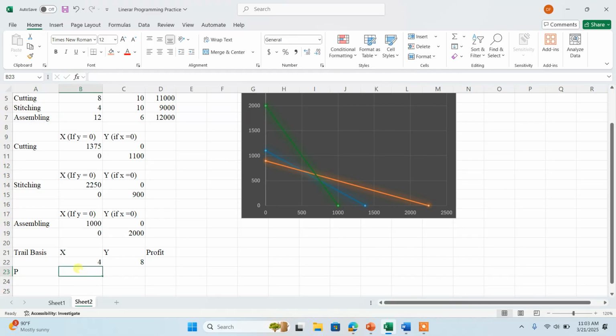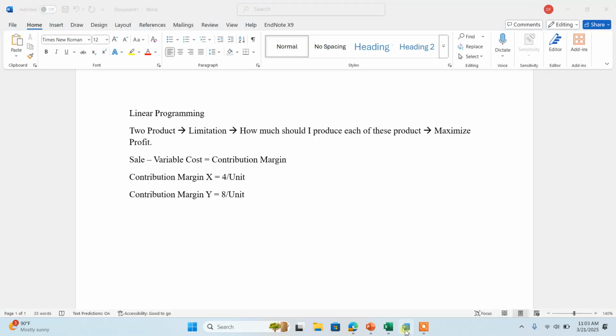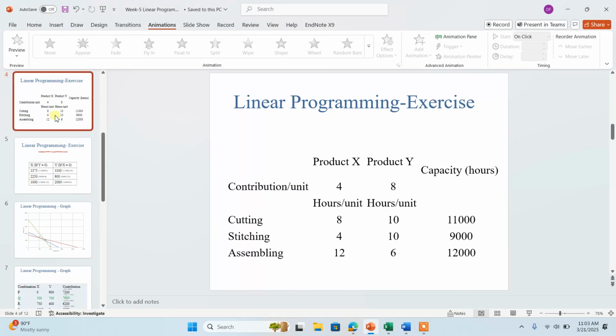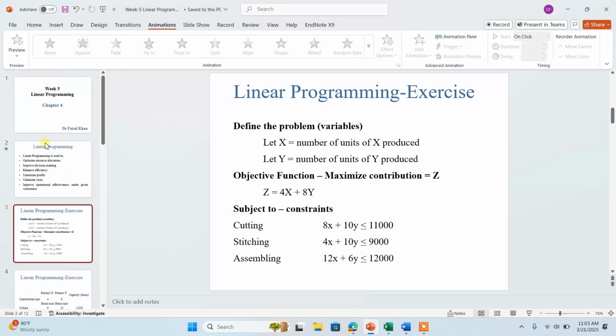It means that if I produce nothing in X, but I produce 900 of the Y, what will be my total profit? You see the equation of the profit is my objective. Objective is my maximum contribution: 4x plus 8y.